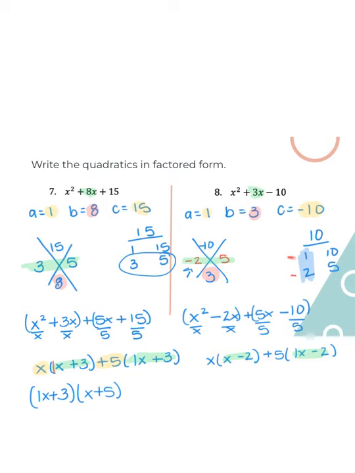So I'm going to say x minus 2. And you can write it either way. You could say x minus 2, or you could say 1x minus 2. It's the same thing. And then I have what's out front. It's going to be my second set, x plus 5.